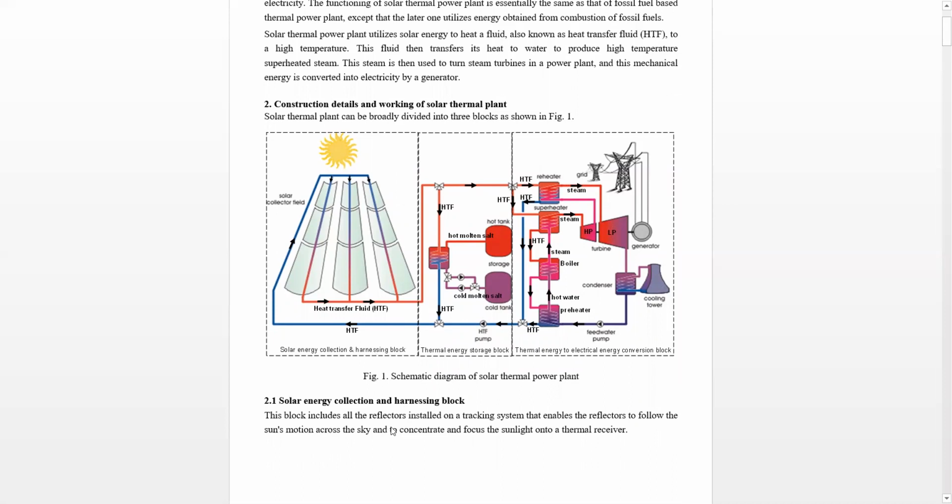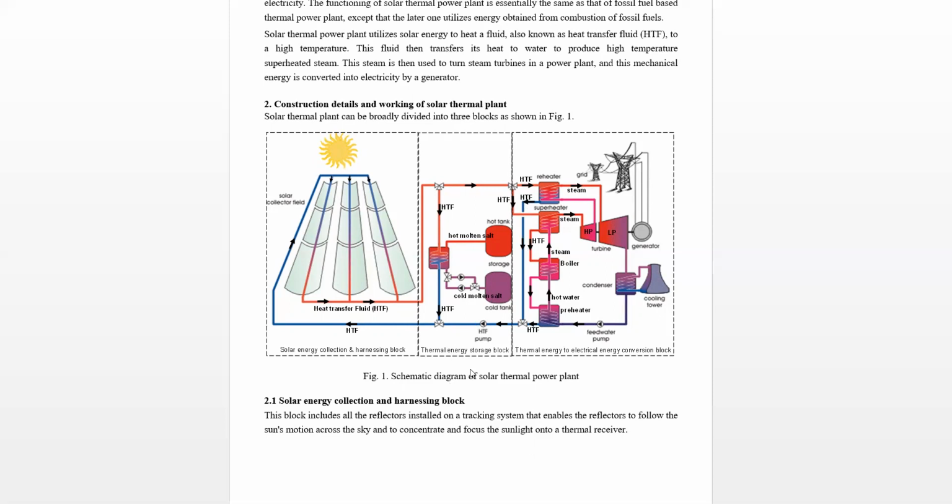This block includes all the reflectors installed on a tracking system that enables the reflectors to follow the sun's motion across the sky and to concentrate and focus the sunlight onto a thermal receiver. So here you can see that there are a number of reflectors spread over a very large area, which is also called the solar collector field. Now the solar energy falling on these reflectors reflects all the radiation onto these tubes, which are also called the receivers. Now a fluid is made to pass through these tubes to transfer the heat absorbed in these tubes to some other place for the application, right?